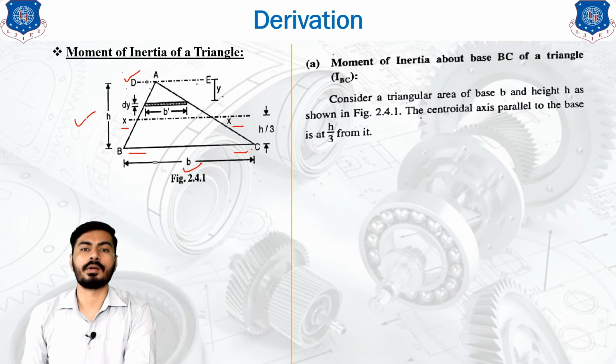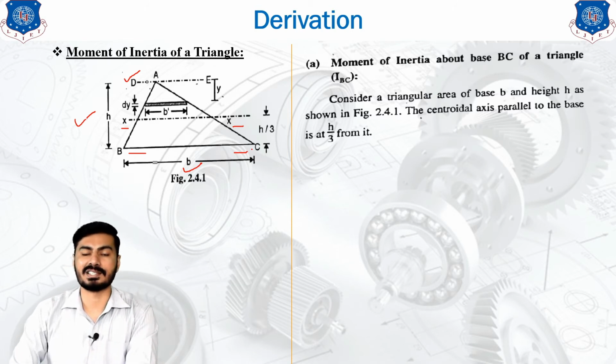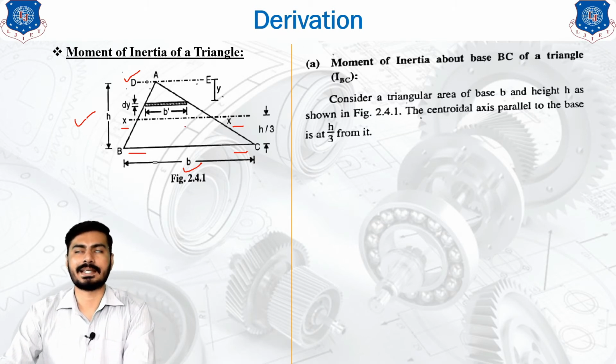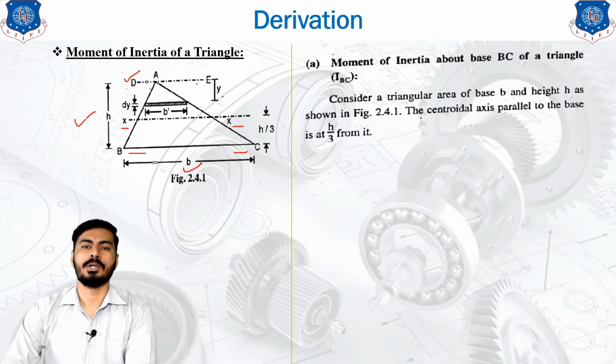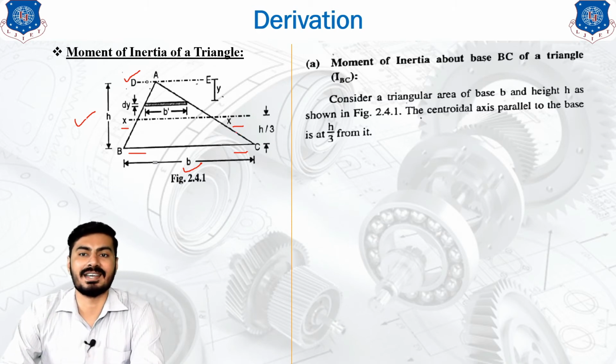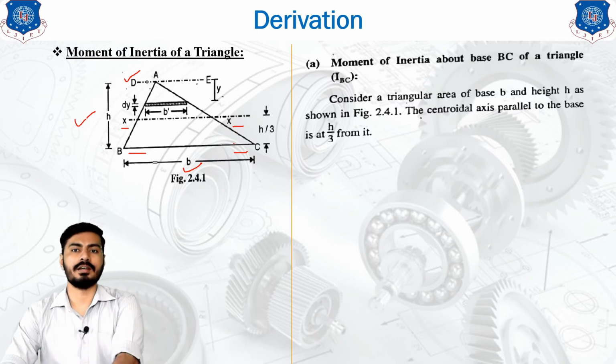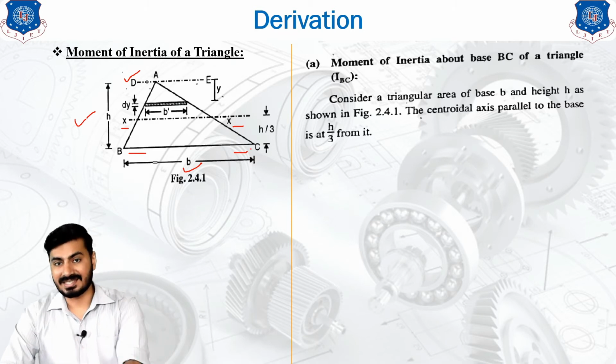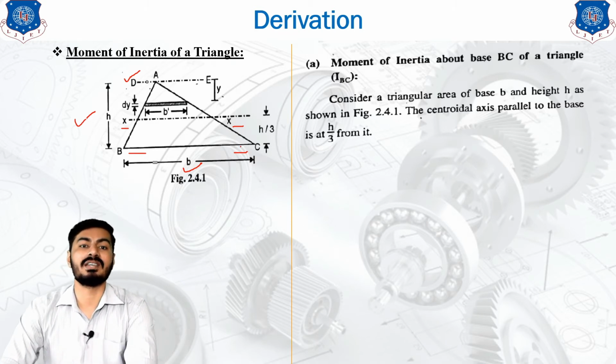First we will see the moment of inertia about an axis which is passing from the base of the triangle. So you can get the derivation in this diagram. Okay, so consider a triangular area of the base B and height h as shown in the figure. Now the centroidal axis passing parallel to the base is at a distance h by 3 from it.